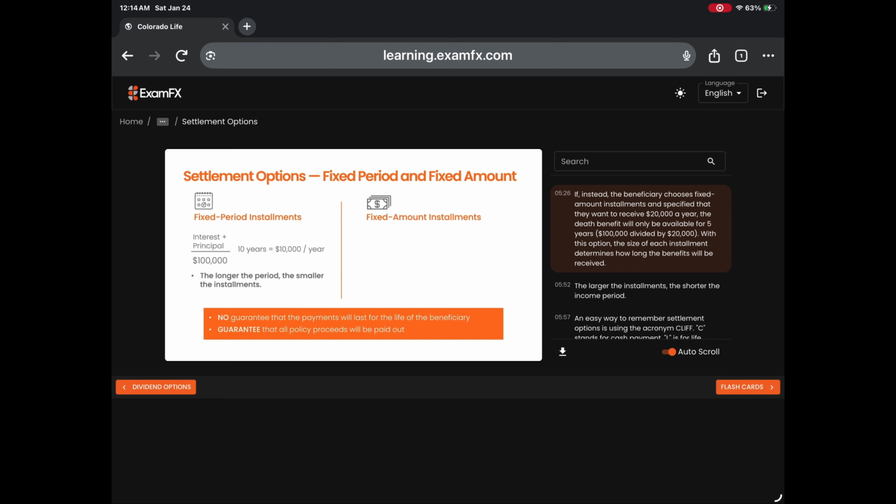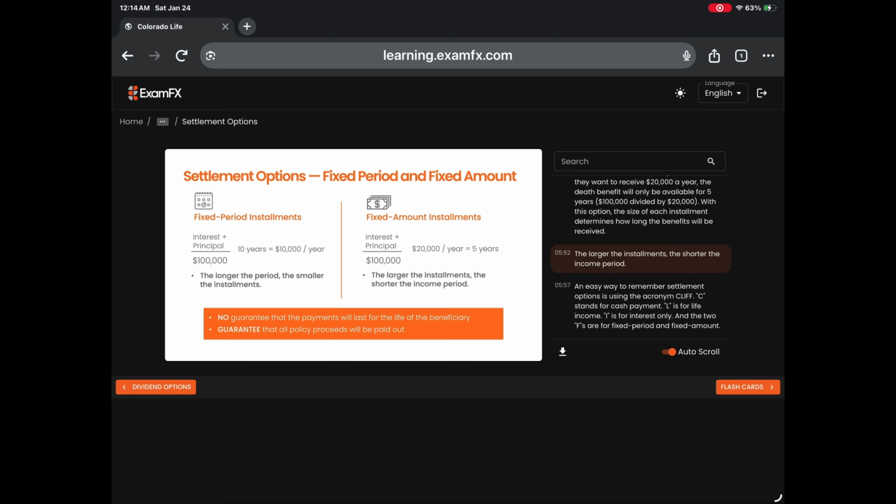If instead the beneficiary chooses fixed amount installments and specifies that they want to receive $20,000 a year, the death benefit will only be available for 5 years, $100,000 divided by $20,000. With this option, the size of each installment determines how long the benefits will be received. The larger the installments, the shorter the income period.